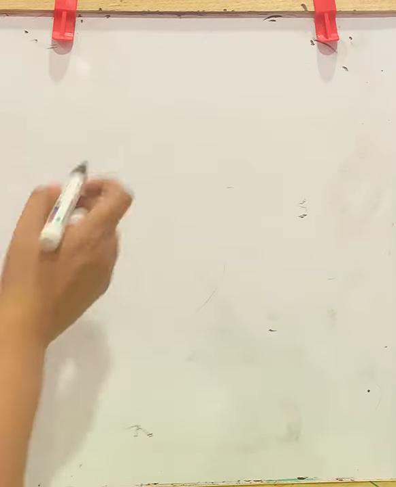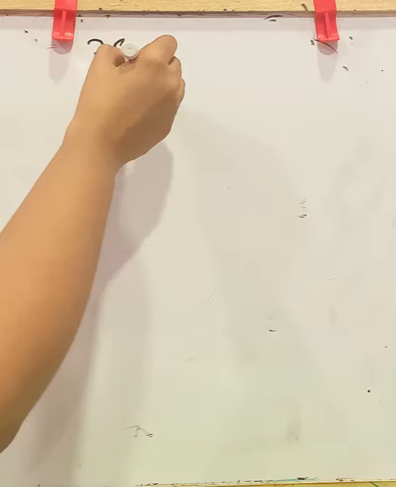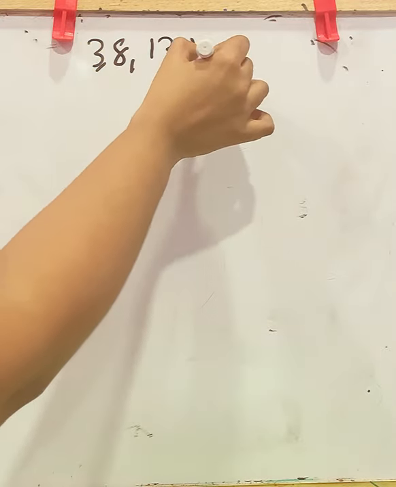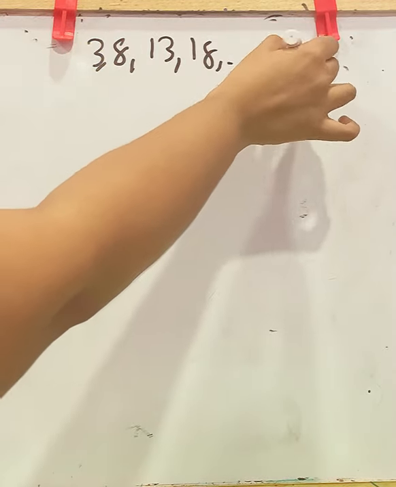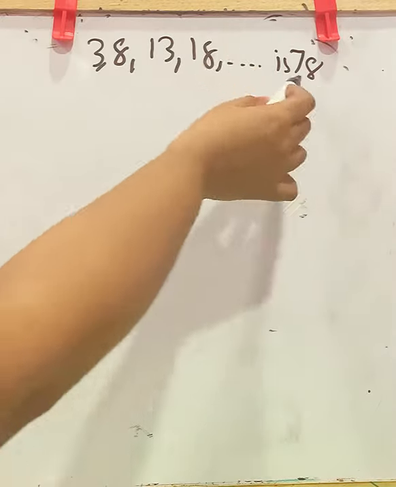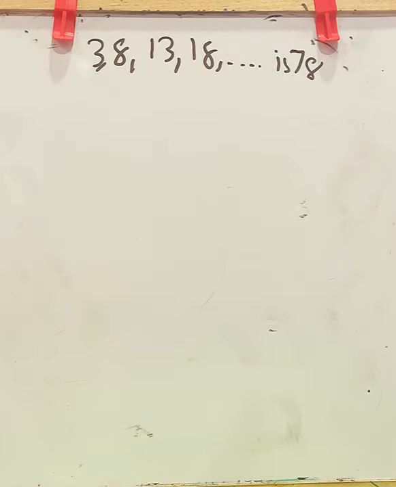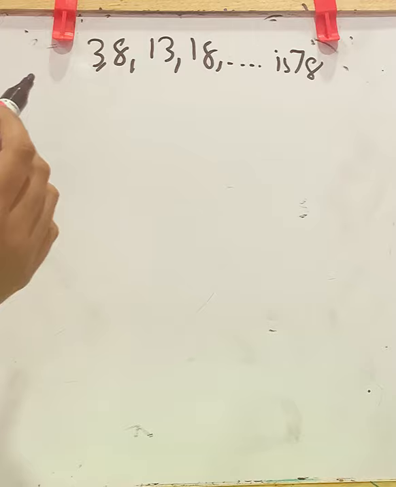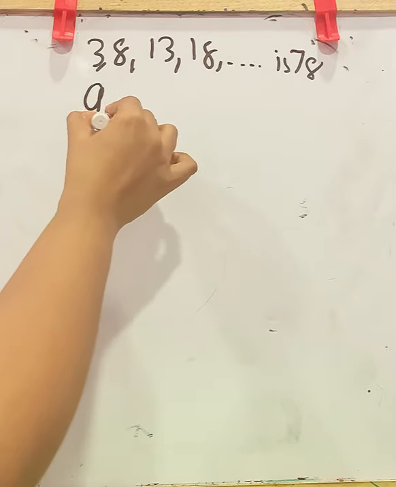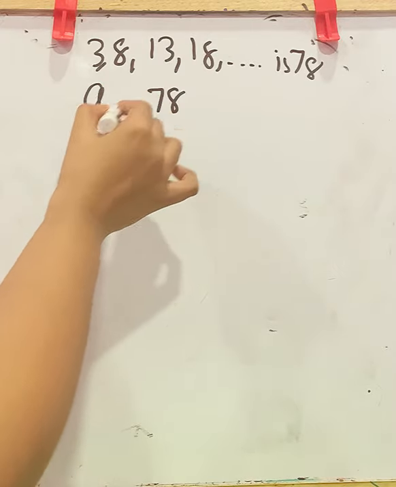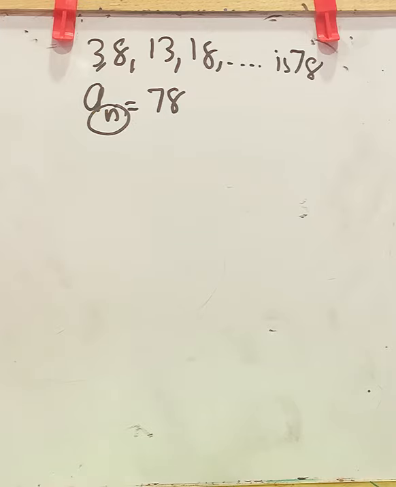Next question. Which term of the AP 3, 8, 13, 18 is 78? Which term is 78? We don't know the value of n. That is, An equals 78. We don't know the exact term. So how will you find the value of n?